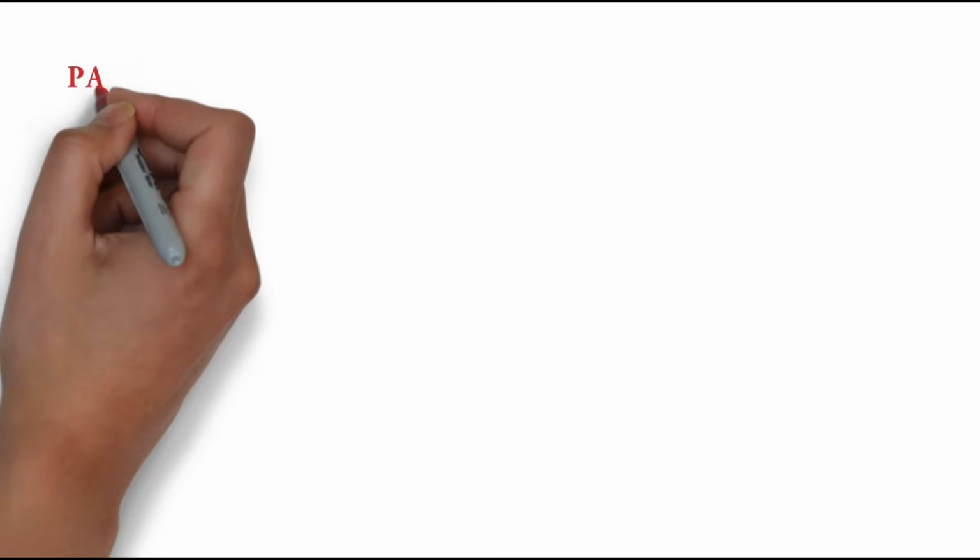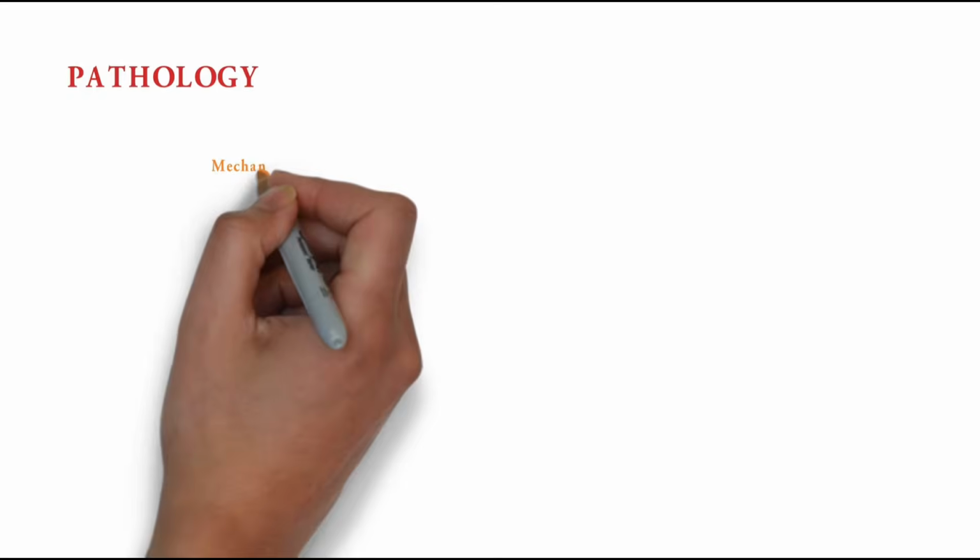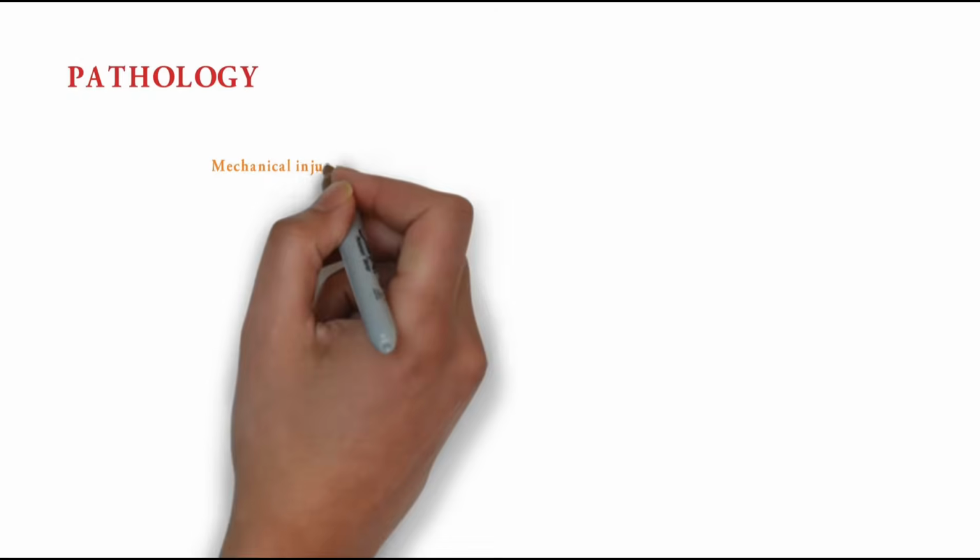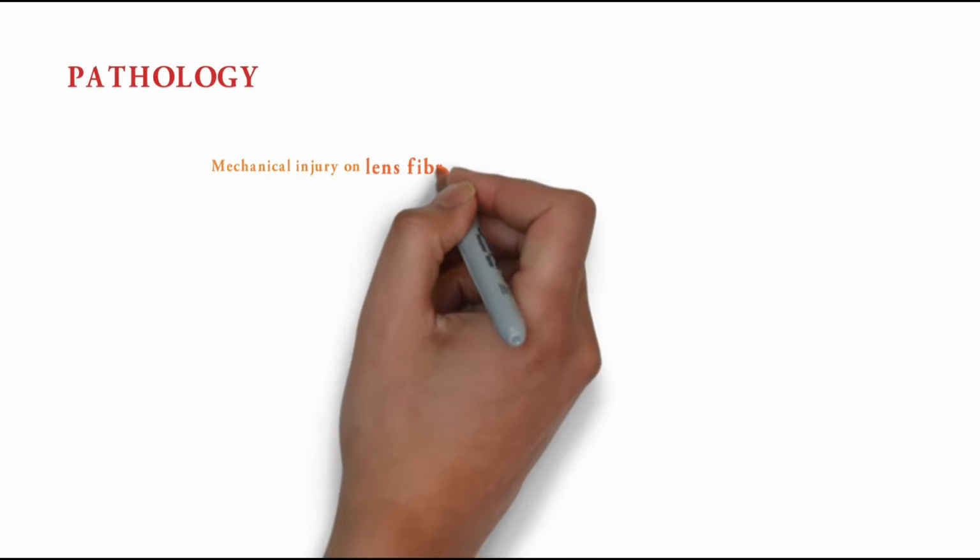Now we are going to discuss what pathological changes occur in the lens which give rise to traumatic cataract. The pathological changes occur partially due to the mechanical effects of the injury on the lens fibers.